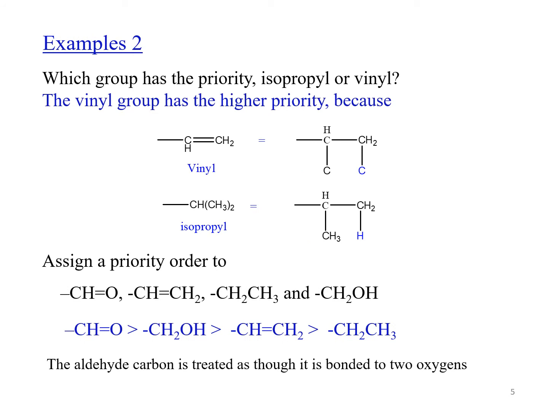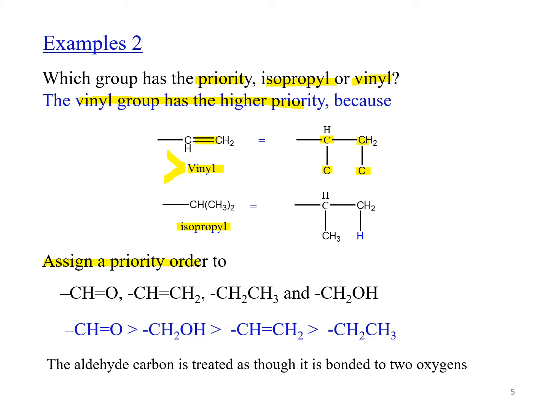Here we have an example of the multiple bond. So which group has the priority, isopropyl or the vinyl group? The vinyl group in this case has higher priority because of the double bond present in it. The vinyl group we discussed a few slides ago, the double bonded carbon will be treated as if it is attached with 2 extra carbons. So that will make up a total of 4 carbons, which is much higher than the isopropyl's 3 carbons. Therefore, the vinyl group takes the priority.